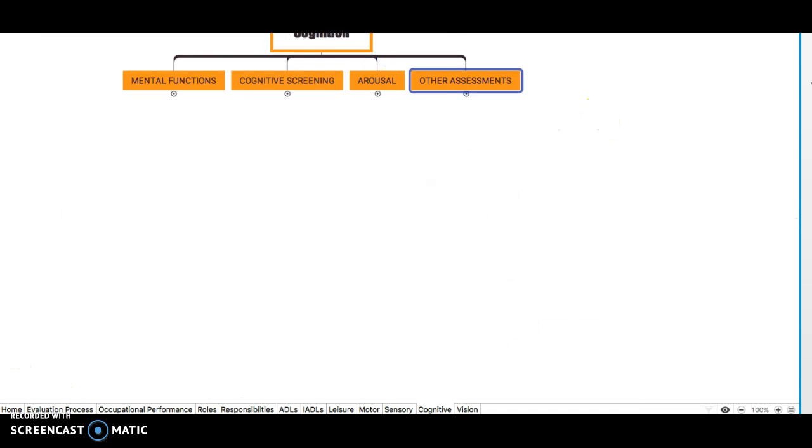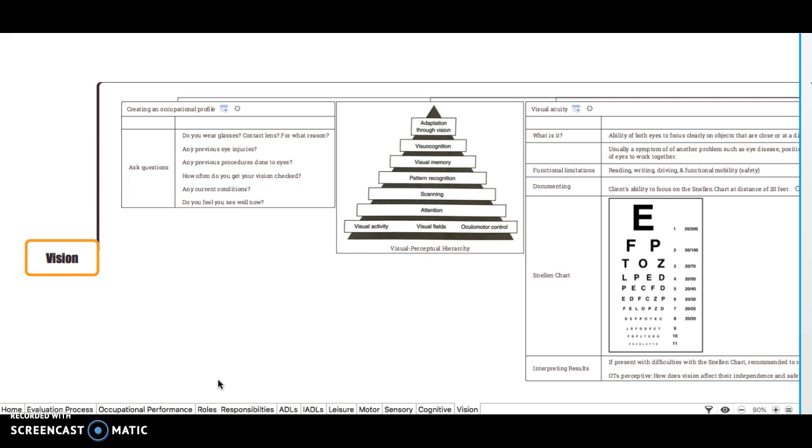And now we're going to move on to vision. In assessing vision, you want to create an occupational profile. You'll ask such questions as, do you wear glasses or contact lenses, and for what reason? Any previous eye injuries? Any previous procedures done to the eyes? How often do you get your vision checked? Any current conditions? Do you feel you see well now?